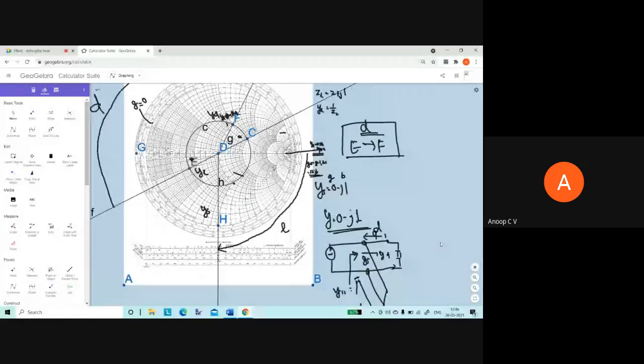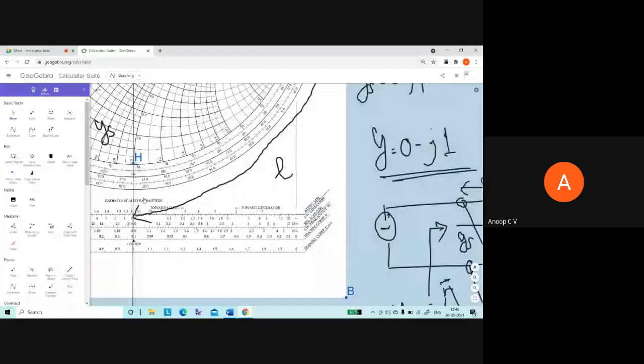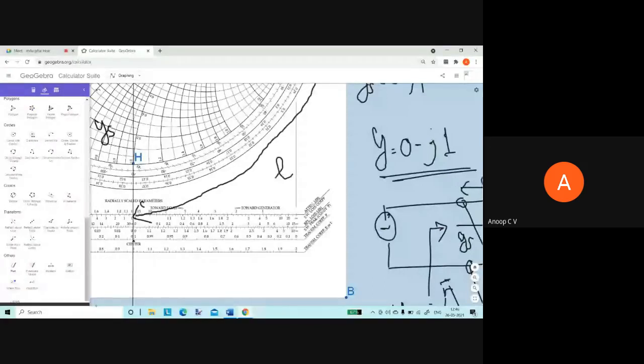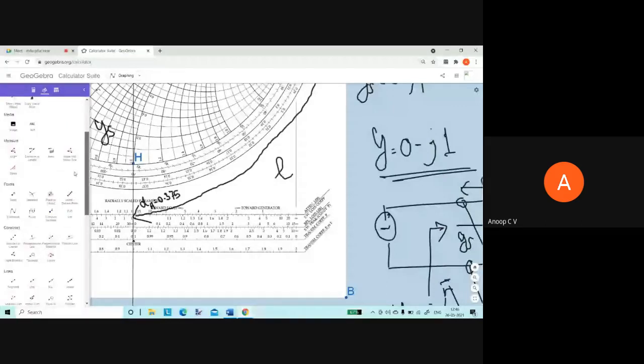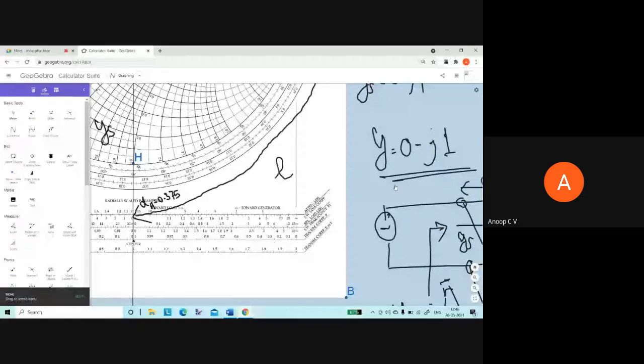First I'll mark what is the point H. You can see this 0.37, 0.38, and it's exactly in between 0.37 and 0.38. So I can write here DH is equal to 0.375, right? And then I should mark the other points. So the short circuit, right?